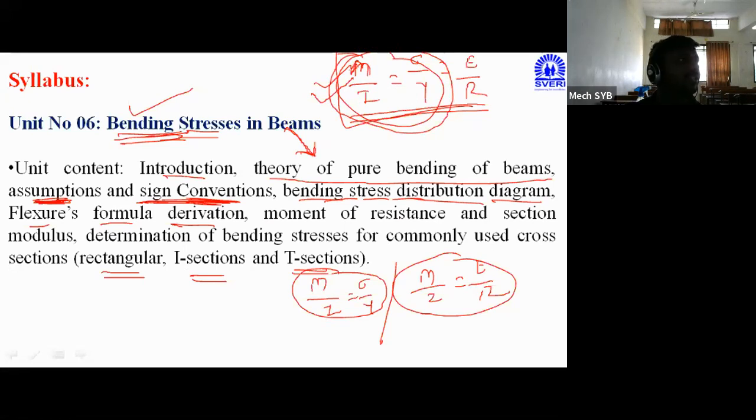What is this M? I is the moment of inertia. खालच्या बाजूला जो काय I दिसतोय, this will be your moment of inertia. This will be M. What is this sigma? कुठला स्ट्रेस असणार आहे आता? It is bending stress because we are discussing the chapter number 6 as bending stress.